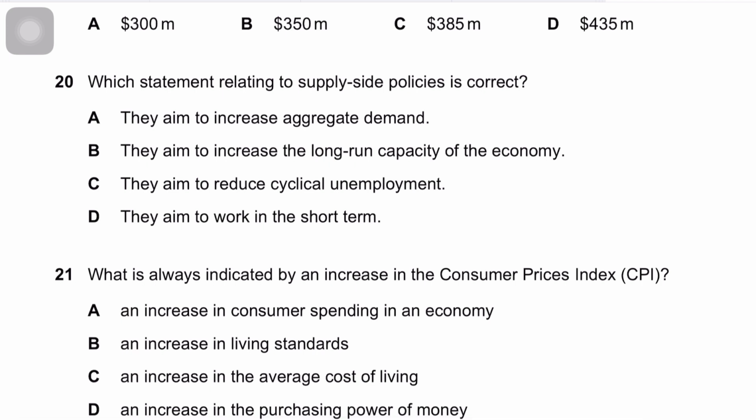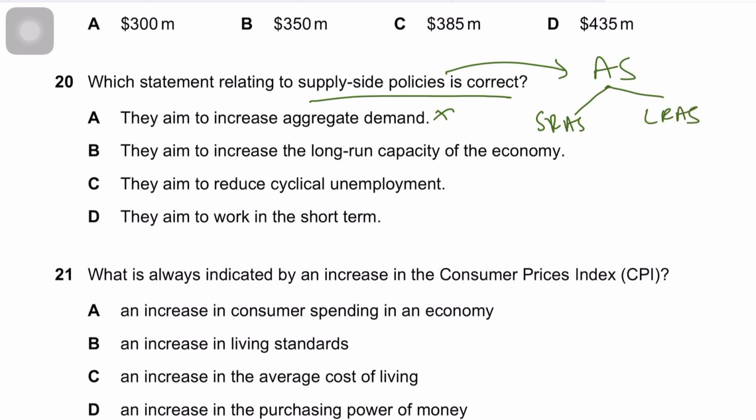Which statement relating to supply side policies is correct? They aim to increase aggregate demand. No. Supply side policies are aimed at increasing aggregate supply, right? They are divided into short run aggregate supply side policies versus long run aggregate supply side policies. Short run aggregate supply side policies result in positive supply shocks. The aim is to reduce costs in the economy temporarily so that your real GDP increases, such as by giving more subsidies to key, strategic industries, so that costs reduce. That also reduces the cost push inflationary pressures and increases real GDP.